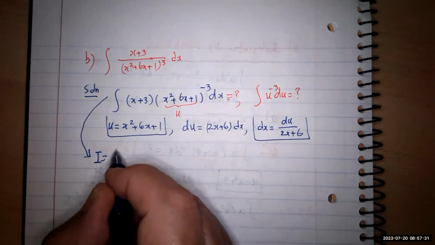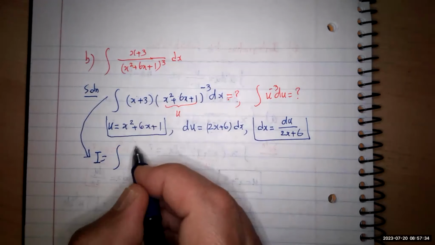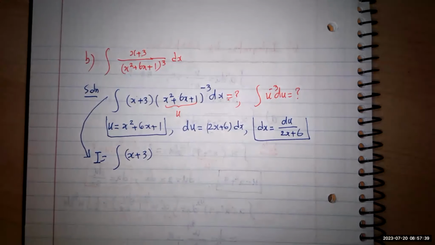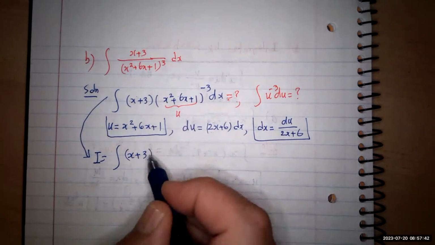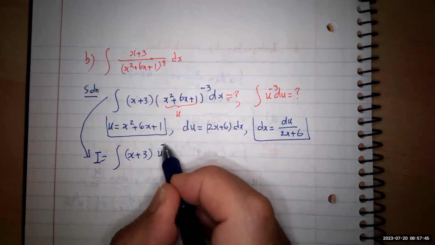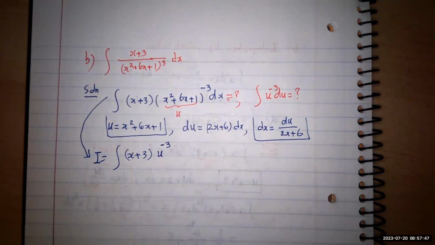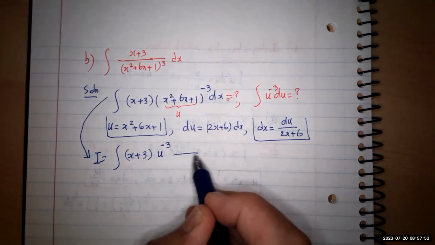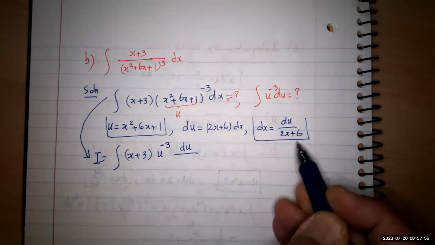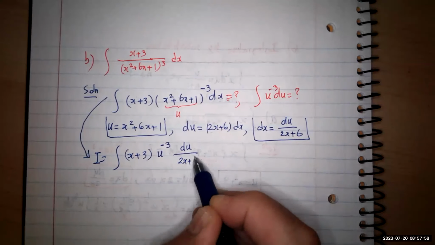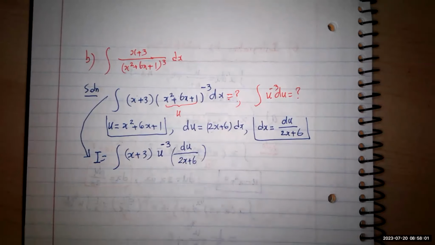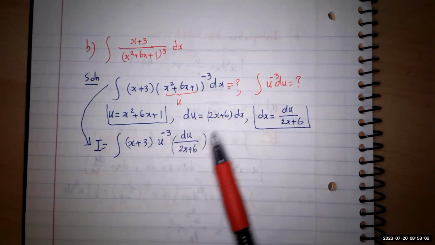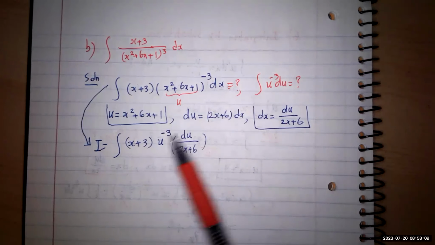So we substitute, it's going to be the integral of, you don't have to substitute anything for x plus 3, don't worry. You hope to be able to simplify it, of course. The inside, you call it u. This is your u to the negative 3. But you multiply by what? You multiply by dx. What is your dx? Your dx is du divided by 2x plus 6. You see, you have to simplify this, otherwise you can't do it. The target is this one. So how are you going to simplify it?